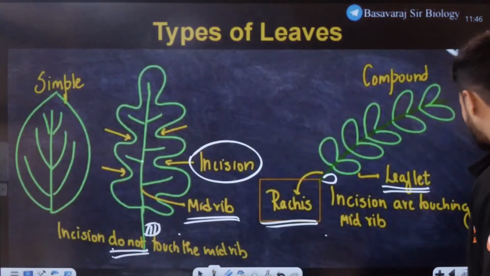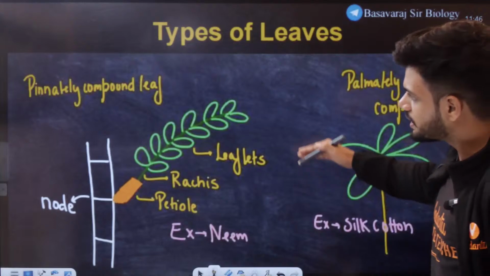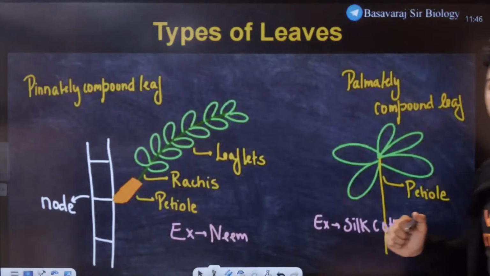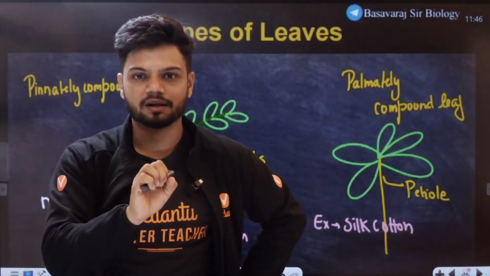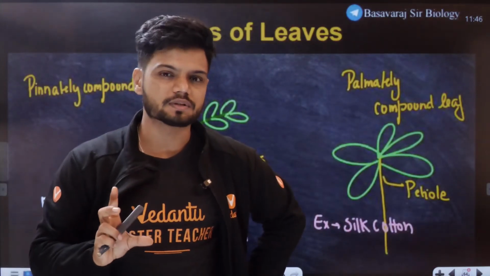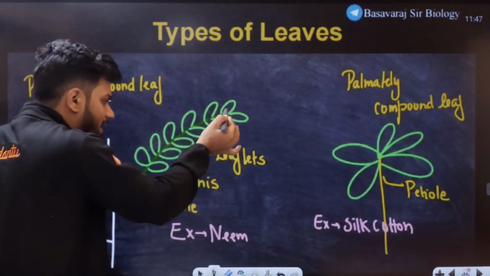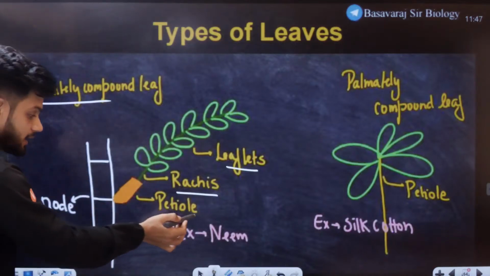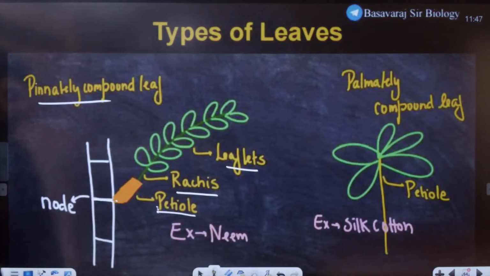Nice. Now there are two more types of compound leaf. There is something called pinnately compound as well as palmately compound. What is the difference? Understand. Diagram is the most important part. You can't learn all of this by heart. Here can you see, in the case of pinnately compound, the entire compound leaf where we have leaflets, rachis, everything is attached to the petiole. The petiole is then attached to the nodal region. So there is a petiole present here in the case of pinnately compound.